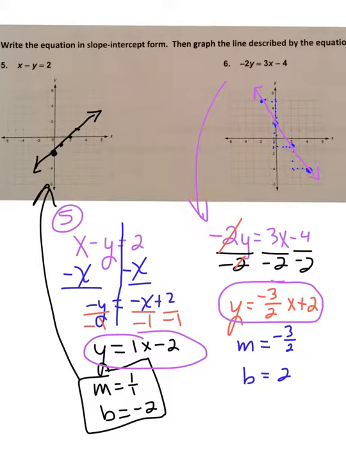On number 5 and number 6, you have to write it in slope-intercept form. Well, notice I subtracted x on both sides, solved for y by dividing by -1. And then on number 6, basically divided everything by -2. I looked for my slope, my y-intercept, or my b, plotted those, and then plotted the line using the slope.